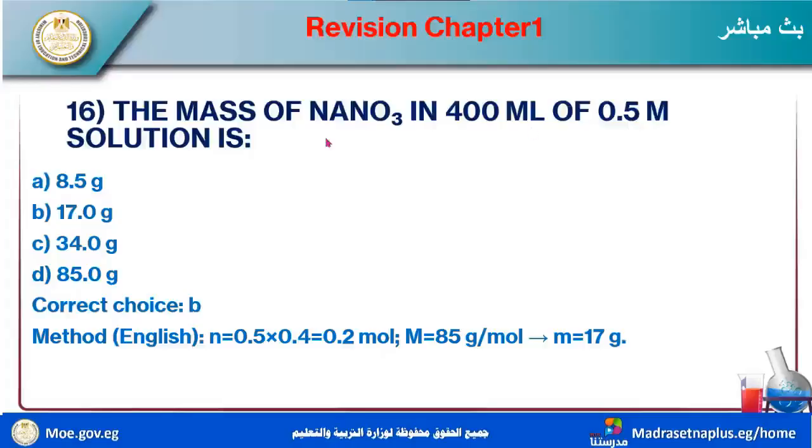Now we have the number of moles of sodium nitrate. Now we want the mass. We must know the molar mass of sodium nitrate: 23 plus 14 plus 3 times 16, which is 85. And we have 0.2 moles. Multiply the number of moles times the molar mass, which equals the mass, 17. So this answer is B. Is this the true answer?